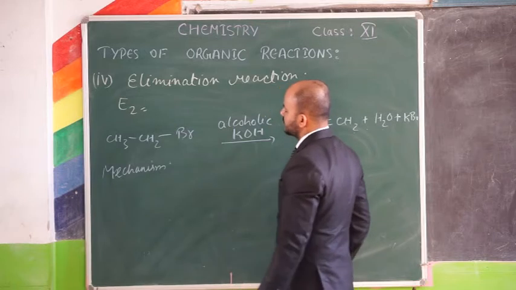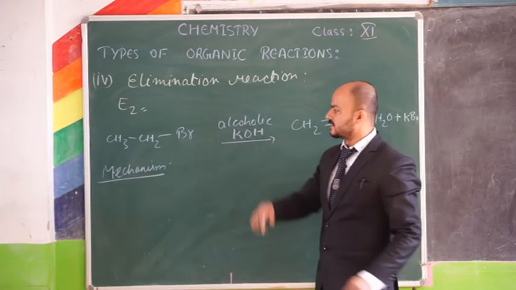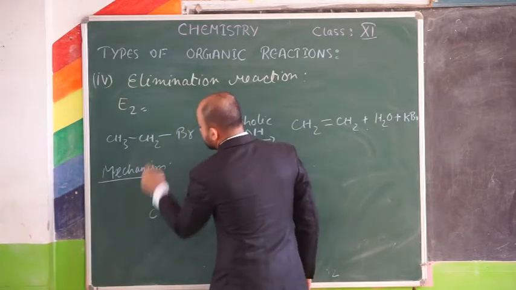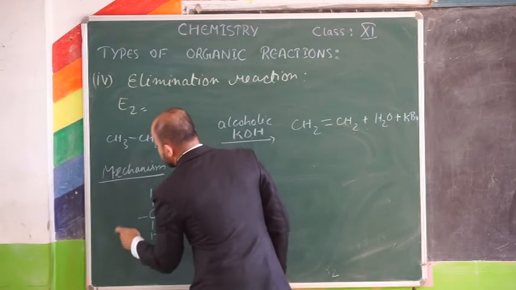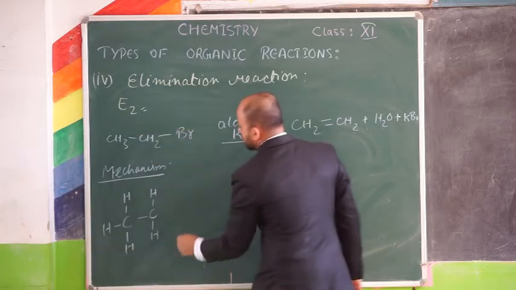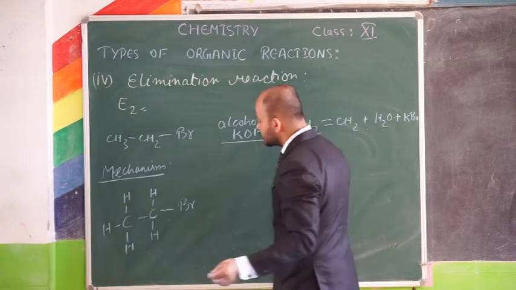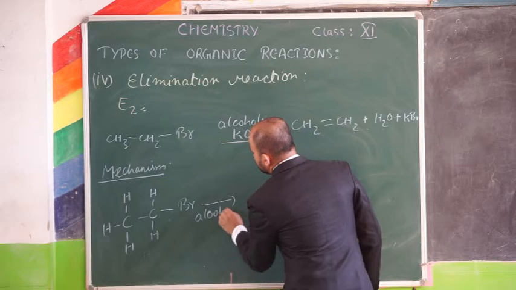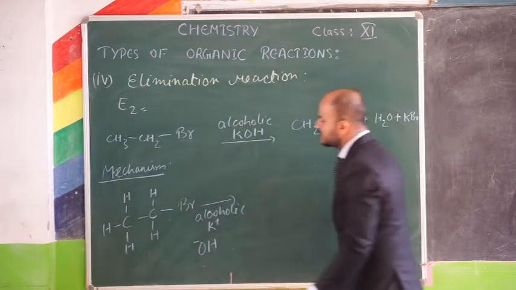Now, such reactions take place in just one single step. So here we have C, I'm writing with hydrogen, okay? Separately here, hydrogen, and this side also I'm writing the hydrogen separately, H and H, and here you have Br. Now, in presence of alcoholic KOH, I'm writing K plus and OH minus, so that I can show you how the reaction takes place.